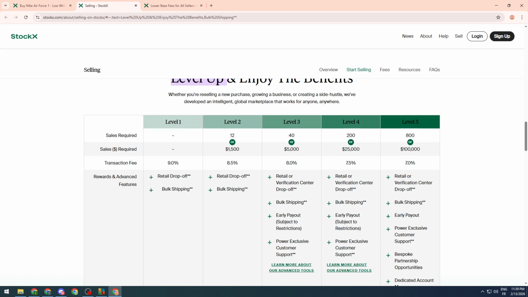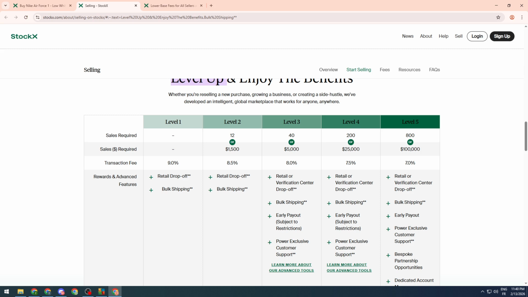You can get higher in the actual level by two things, or either one of them. For level 1, you don't have to really have anything, but for level 2 you either have to make 12 sales or, in money, you have to make $1,500. You can simply sell one item and you will eventually get to level 2. On level 3, 40 sales or $5,000. Level 4, 200 sales or 25K. Level 5, 800 sales or $100,000.